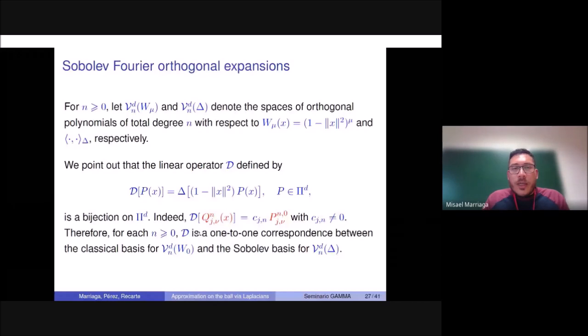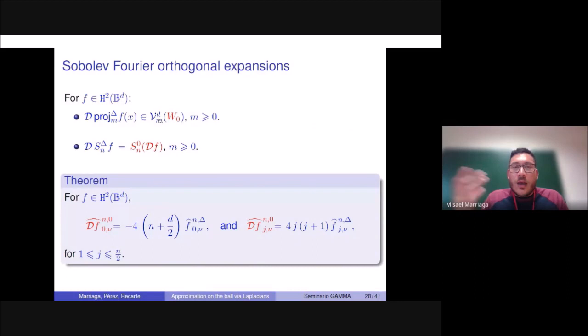Okay, just because I'm going to use this operator a lot, I'm going to give it a special name. It's just a calligraphic D. And just to remind you, this calligraphic D associates the Sobolev basis with the classical one, and these quantities over here are all different than 0. So there's a one-to-one correspondence between the two bases of polynomials, which makes this calligraphic D a bijection on the polynomials.